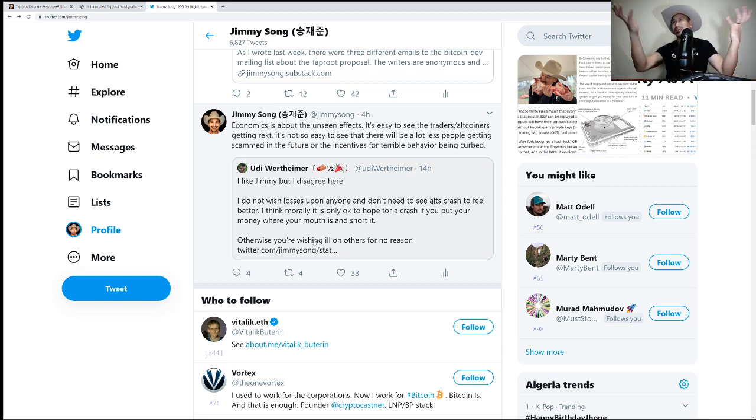No, I mean, well, here's the point, right? Economics is about unseen effects. It's easy to see traders and altcoiners getting wrecked, but they kind of put themselves in that position. It's not so easy to see that there will be a lot less people getting scammed in the future, or the incentives for terrible behavior being curbed. And that's really what I want, is for more people to not get scammed. And if these altcoins continue to pump or continue to stay even neutral, the incentives are all wrong, and I think it hurts a lot more people than it helps. So I'd rather have a little more pain now and undergo surgery and fix things than wait it out and suffer a little bit for a long time. That's basically my perspective here.